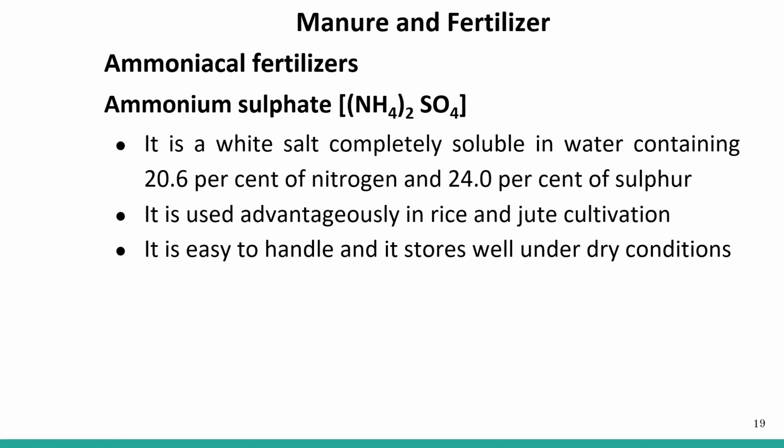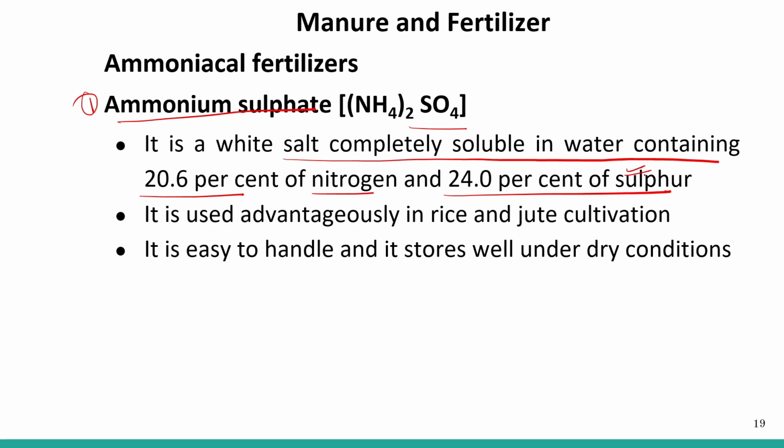So the first one is ammonium sulfate. Ammonium sulfate, (NH4)2SO4. It is a white salt completely soluble in water and containing 20.6% of nitrogen and 24% of sulfur. So it has sulfur and nitrogen. Ammonium sulfate is used advantageously in rice and jute cultivation. Very important. It is required for rice and jute cultivation.